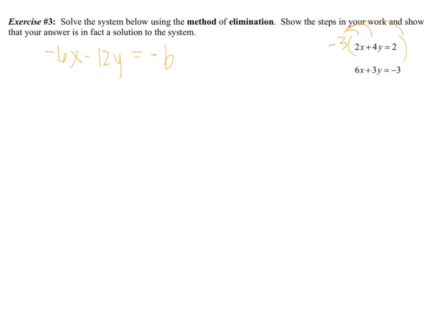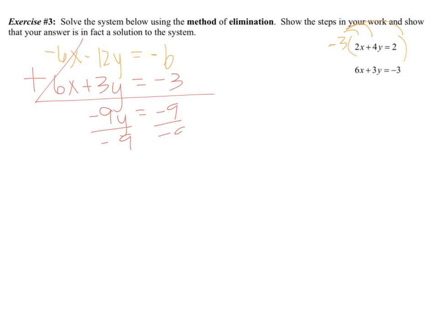Notice that I distributed that negative 3 to all three parts. I'm going to rewrite the second equation. So 6x plus 3y equals negative 3. And we're going to combine everything. The x's eliminate. I get negative 9y equals negative 9. Divide both sides by negative 9, and y equals 1.